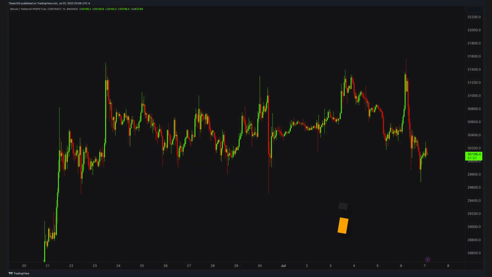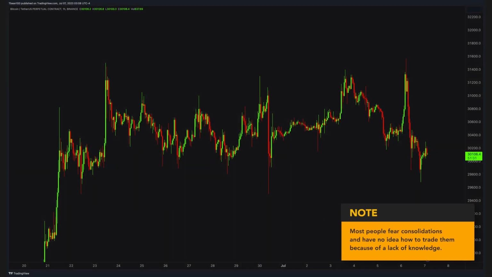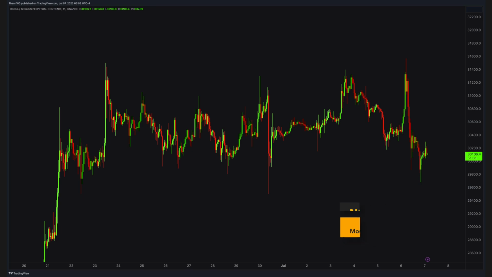Okay, let's talk about how to understand and trade markets like this one. Most people fear a lot from consolidations, but once you fully understand this structure, it will be so much fun to trade. The first thing I do is a very simple technique. Just put little circles on every significant high and low. Just the ones with significant swings.